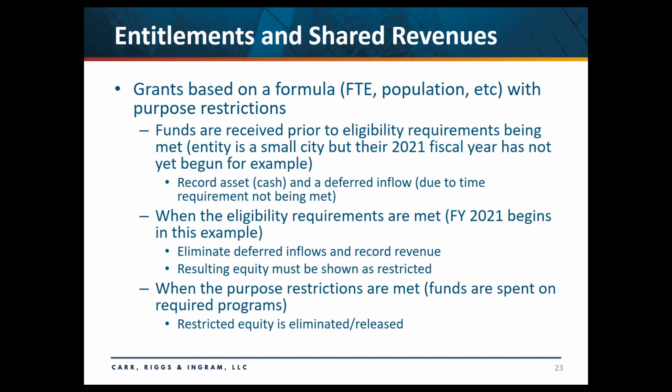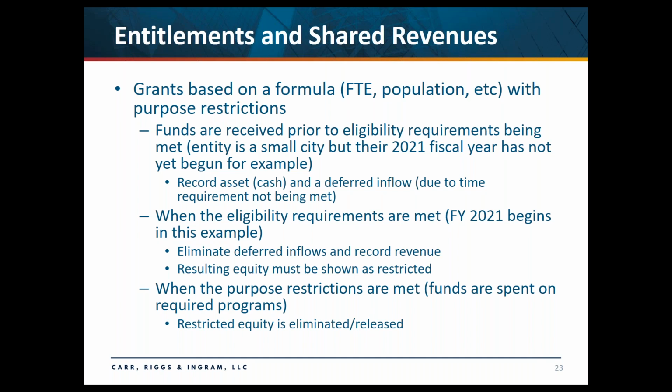So GASB goes on to talk about entitlement and shared revenues. These are the nuance where I think it's sometimes hard to draw the line. When we were thinking about how to account for these CARES Act monies, figuring out if it's an entitlement versus an expenditure-driven grant is really the line we had to figure out, because there are some shared characteristics between both.